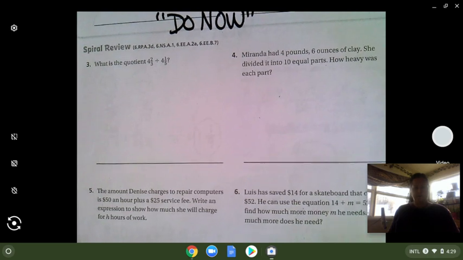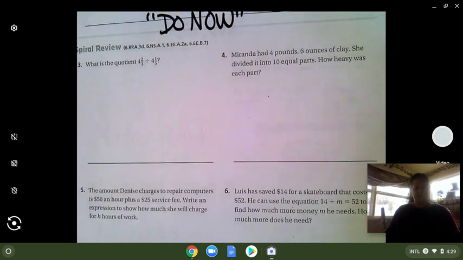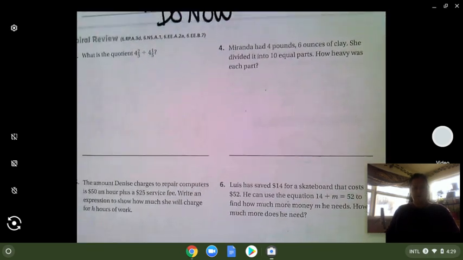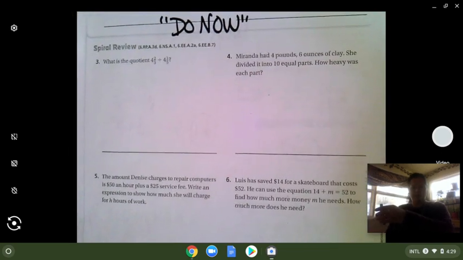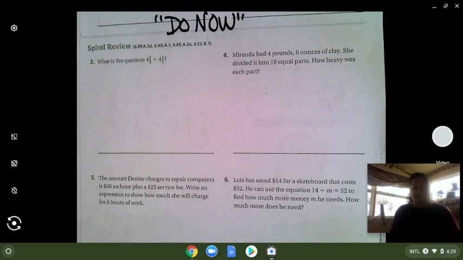Get a good view here without the camera in the way. Let me make that a little bit higher. There we go, you guys. Go ahead and pause them and then we'll go over them.